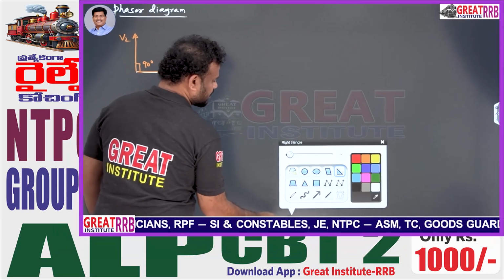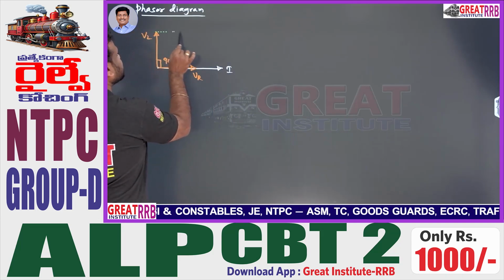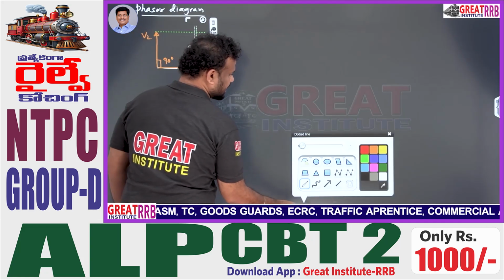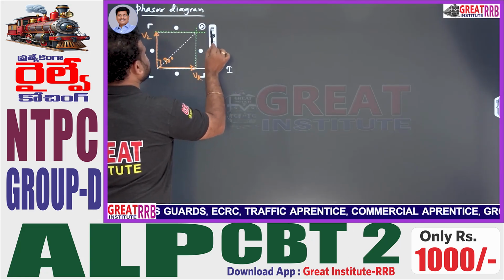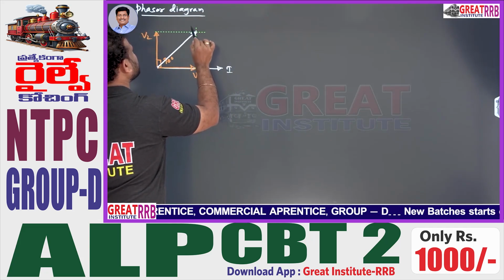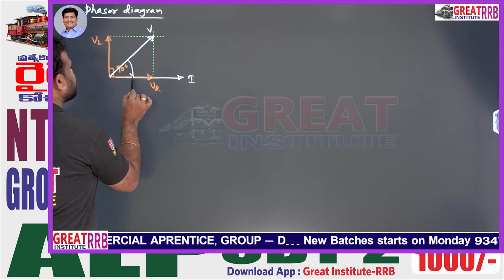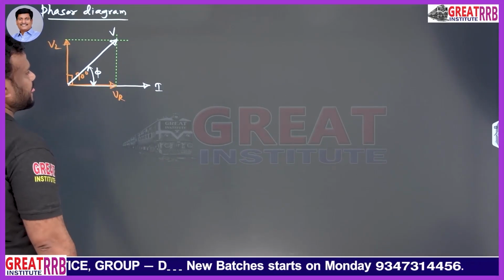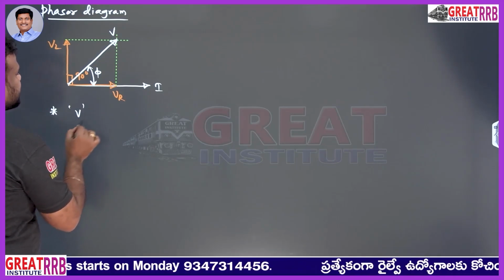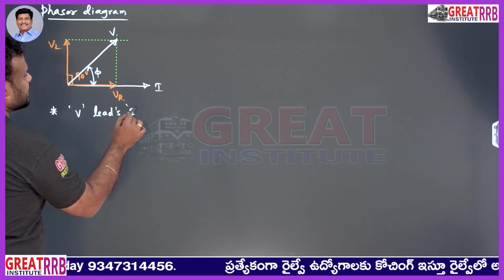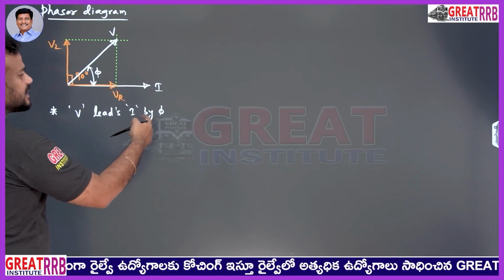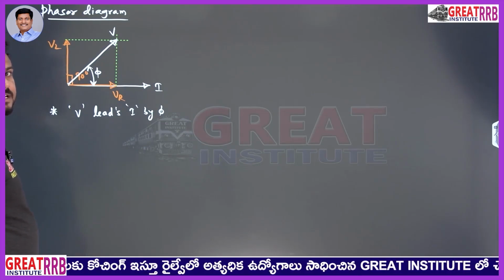And what would be the resultant of these two voltages? I could represent it like this. This is the resultant voltage, or I could say the total supply voltage V. Understand what this angle is? This angle is nothing but the phase angle phi. So the observation here is that voltage V leads current I by an angle phi. Before, for the pure inductor I said it was 90 degrees, and for the pure resistor it is 0 degrees.